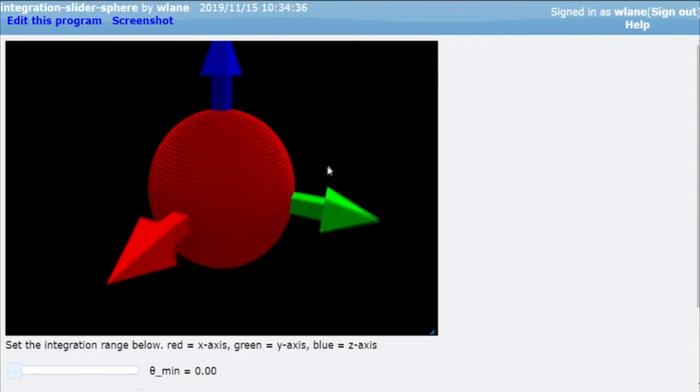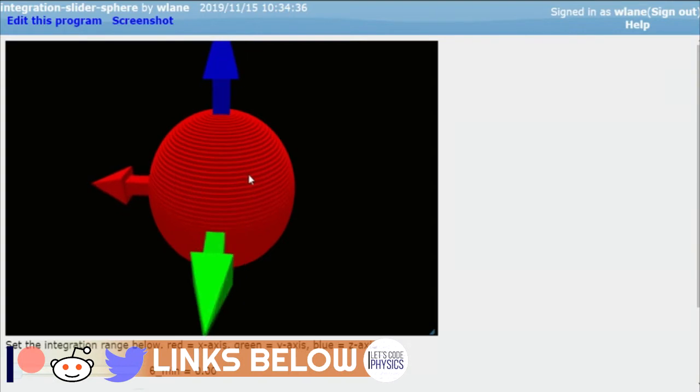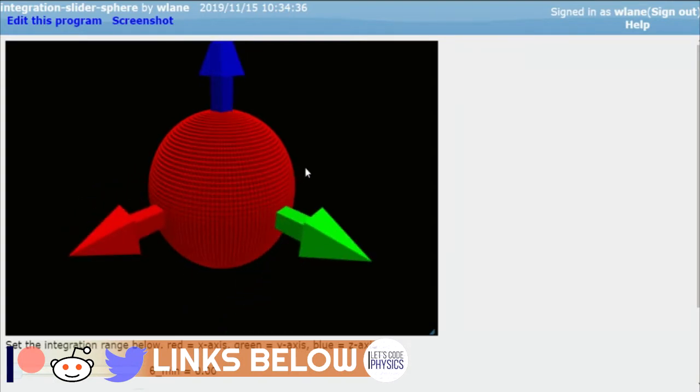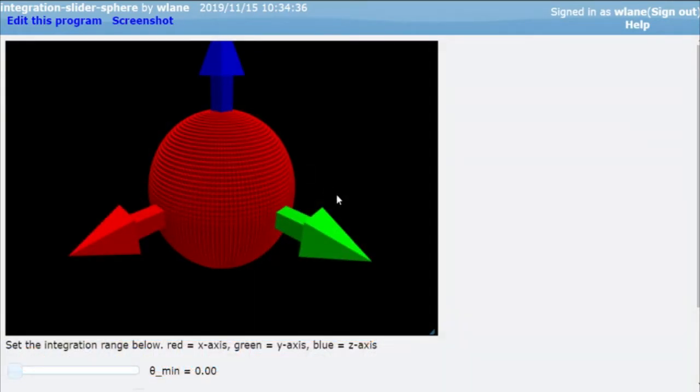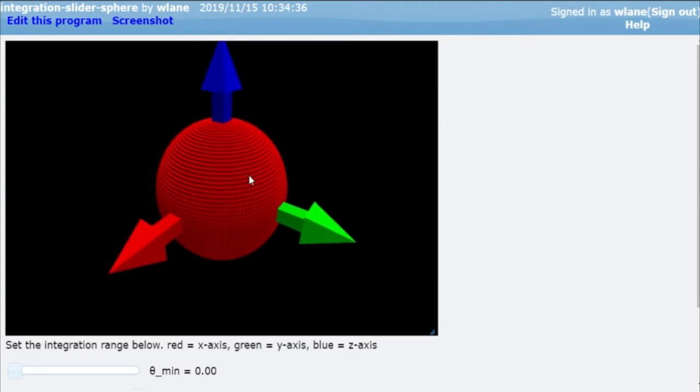All right, so one of the things that confused me as a student, and I think confuses my students as well, is when you're integrating over a sphere in spherical coordinates. I understand how to integrate in 3D, and I understand how spherical coordinates work, but I don't really know what it means to integrate around a sphere. So that's why I've created this integration sphere here.